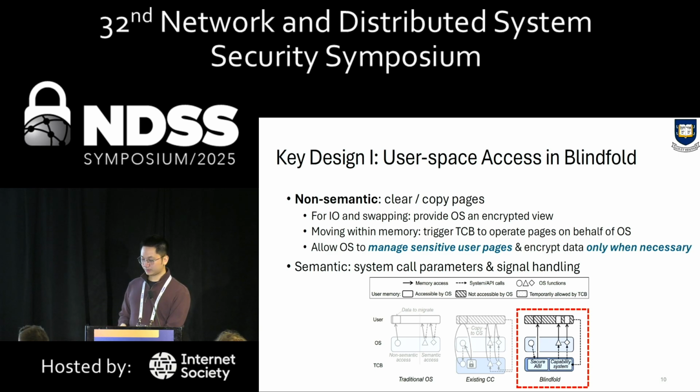For example, for page movement within the memory, the operating system will call the TCB to move the pages on behalf of the operating system. And the TCB will encrypt the pages only when necessary, for example, like I/O and swapping. This approach allows the operating system to continue management without directly accessing the sensitive data in the user's pages.